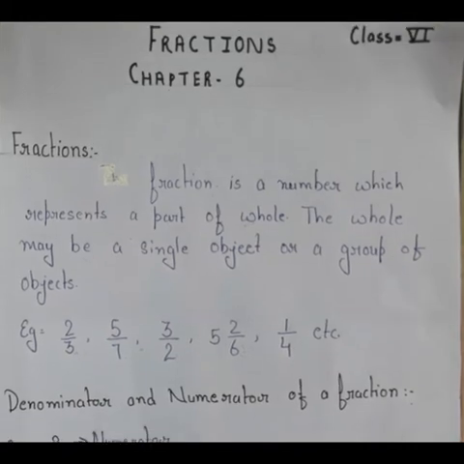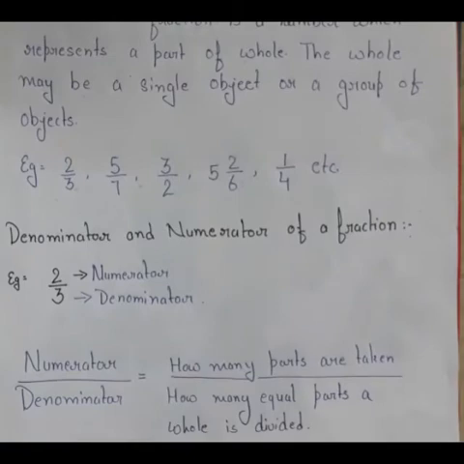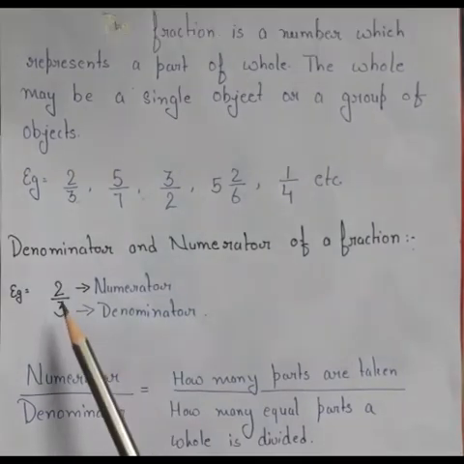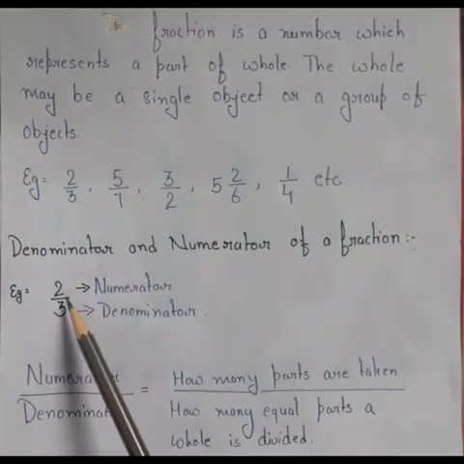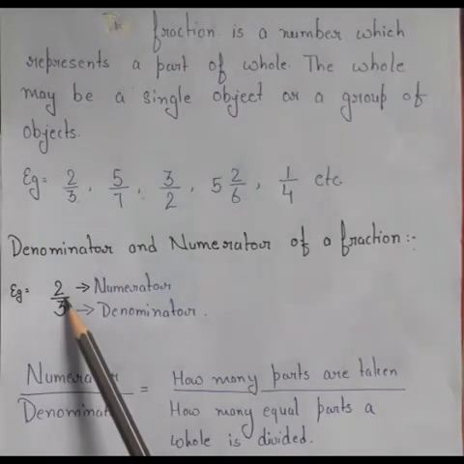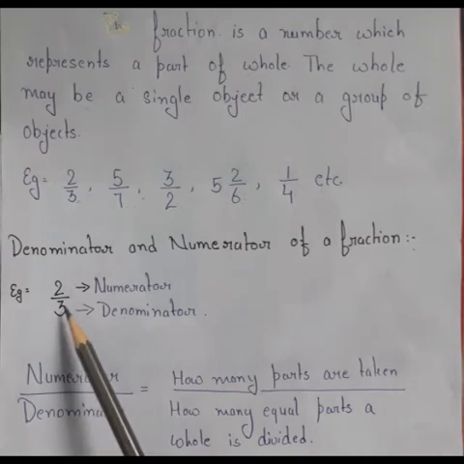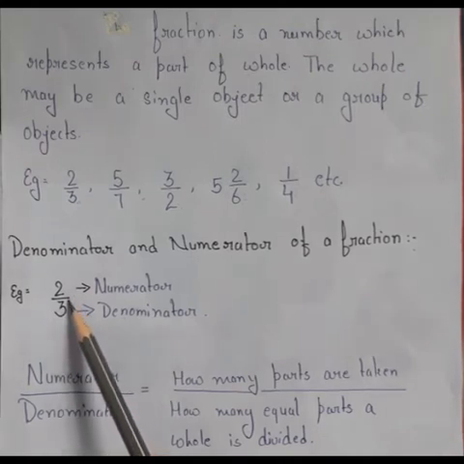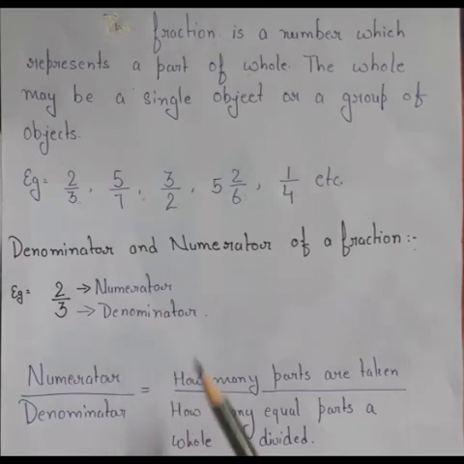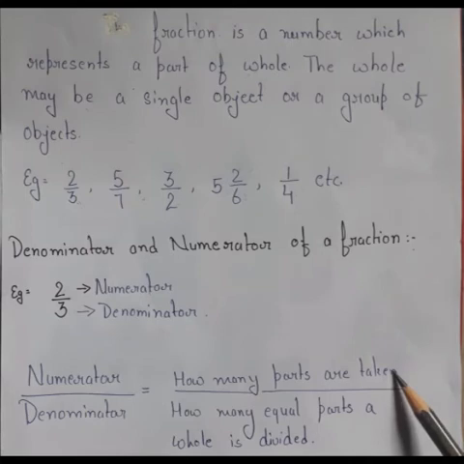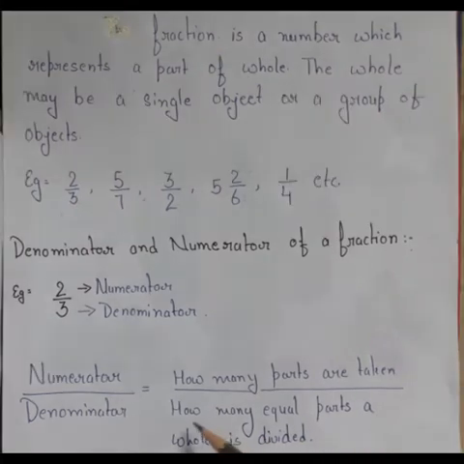Next we have the denominator and numerator of a fraction. Here I have taken the example 2 by 3. This line is known as the division line. The number below the division line is known as the denominator, and the number above this division line is known as the numerator. What is the numerator? How many parts are taken, that becomes your numerator. And how many equal parts a whole is divided into, that becomes your denominator. Now we are going to understand this with one example.